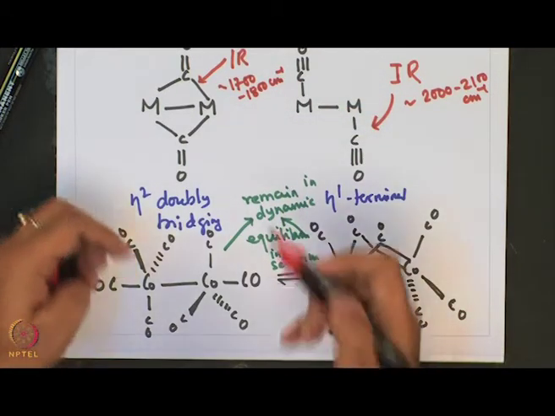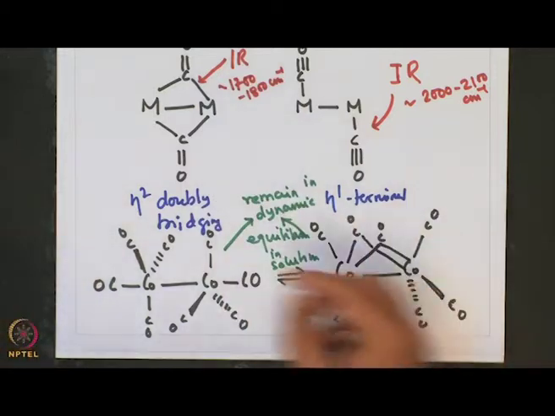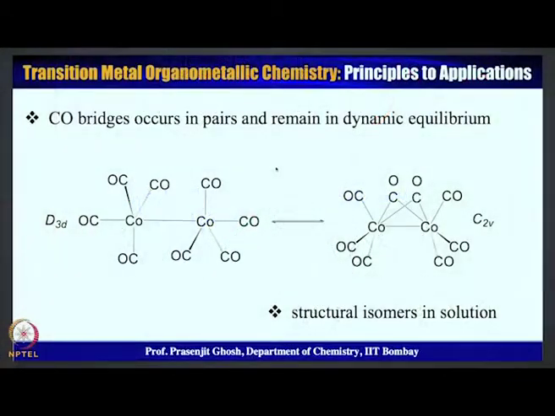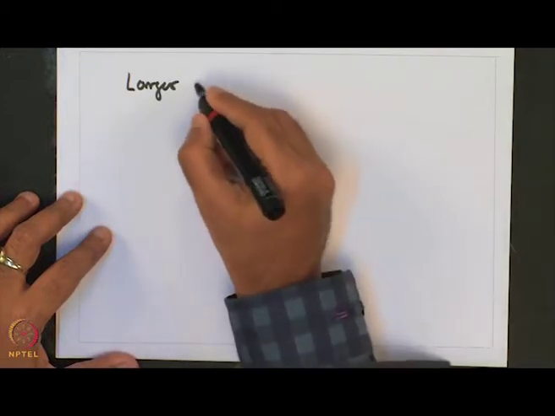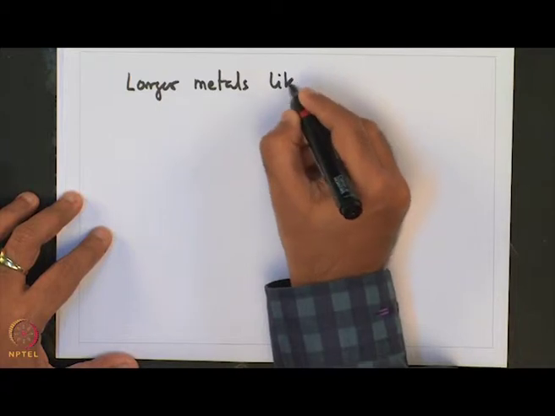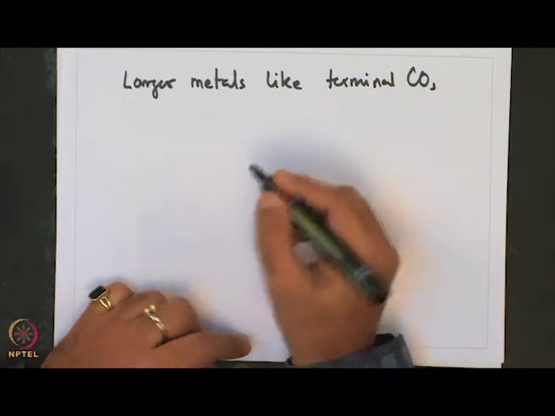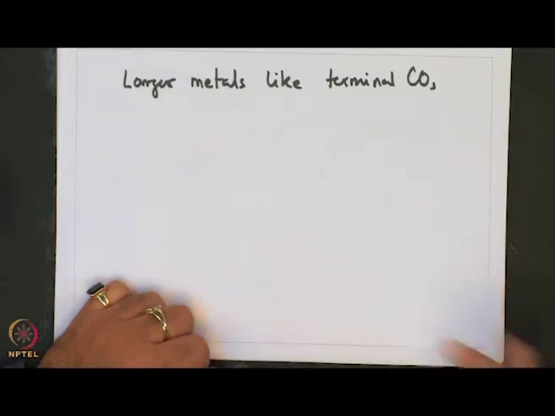So, there are distinct regions where these bridging and terminal carbonyl moieties appear, and from looking at the CO stretching frequencies for this bond, one can ascertain how many kinds of bridging or how many terminal carbonyls are associated with the structure concerned. So, the take home message is that larger size metals prefer the unbridged form, terminal carbonyl, larger metals like terminal COs, and in case of larger metals the bridging CO is difficult to form, and sometimes the presence of a metal-metal bond cannot be ascertained just by proximity.